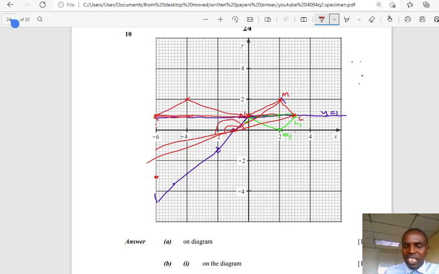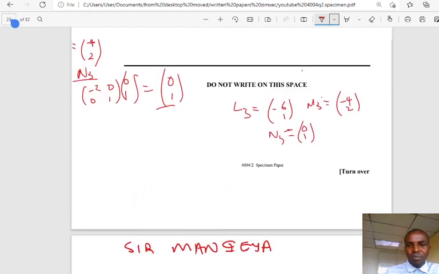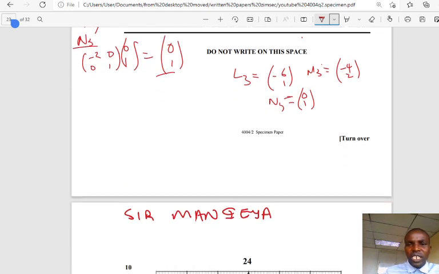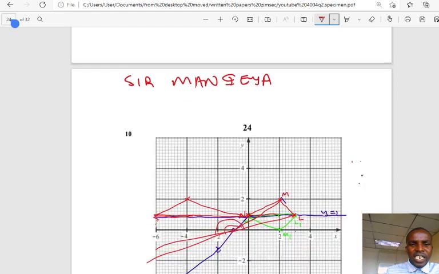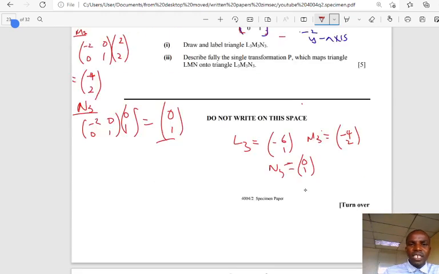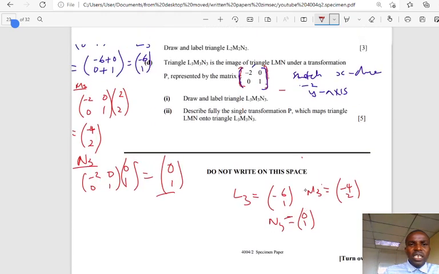Then you label the sides there. So it's L3, M3, and N3. So this one is L3, M3, and N3. You label a triangle. So that's a stretch in the x direction with the y-axis invariant line. Stretch factor -2. Done.